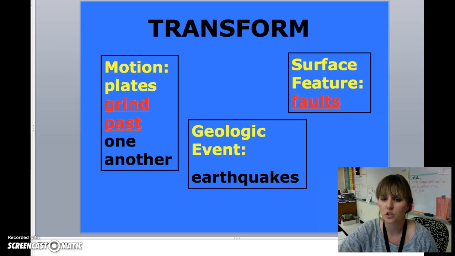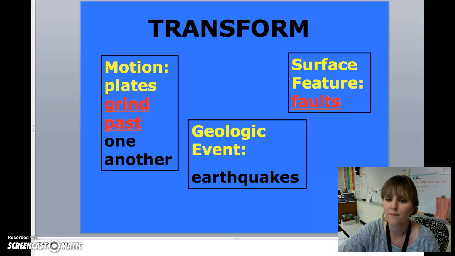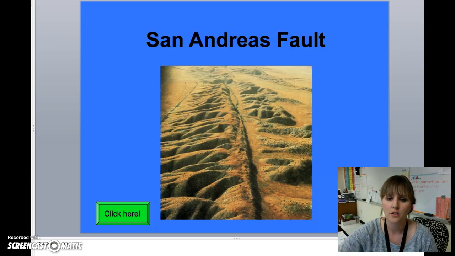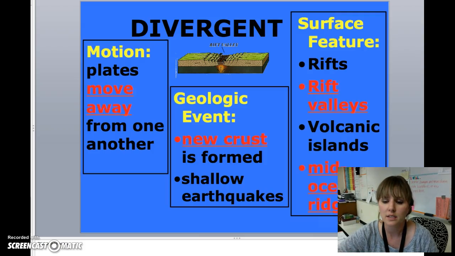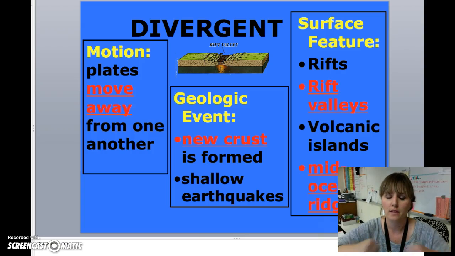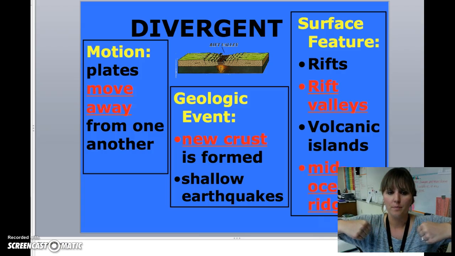The surface feature at a transform boundary is often a fault, which is like a crack in the surface. Here's an example of the San Andreas Fault. The next type of boundary we're going to talk about is a divergent boundary. The divergent boundary is where plates move away from each other.